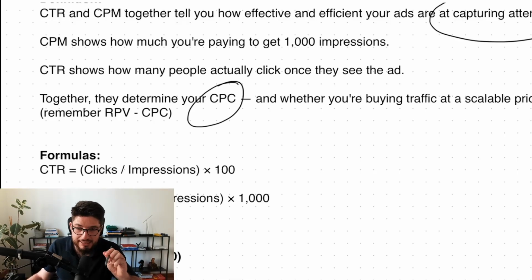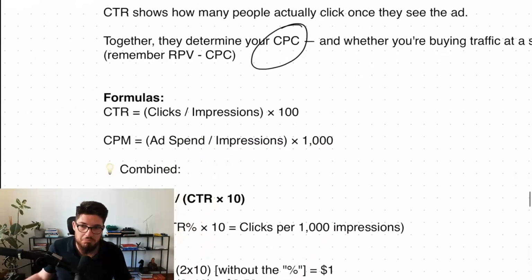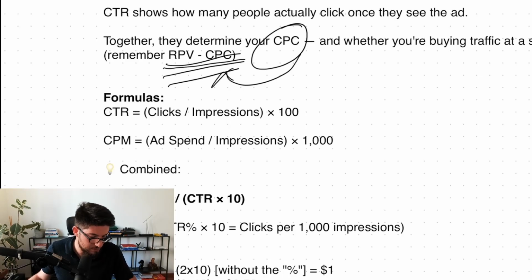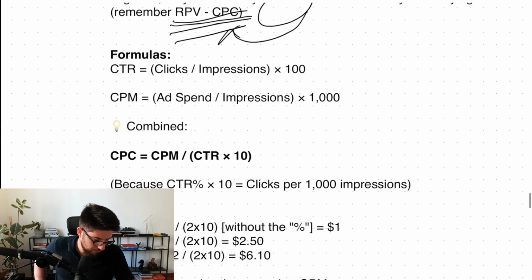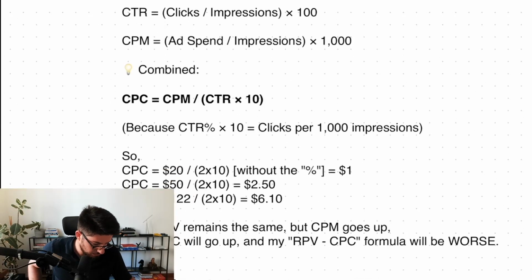But the CPC in itself tells you nothing. If you tell me my CPC went up, I will ask you what happened to the CTR and the CPM. Because the CPC in itself is like a mirror, it tells me nothing. It's like ROAS, I have to break it down to understand what is happening. Now that we're talking about the CPC, remember revenue per visit minus CPC is going to tell you the profit. So, formulas: CTR is clicks divided by impressions times 100, CPM is ad spend divided by impressions times 1,000. Combined, I'll give you a few examples here.